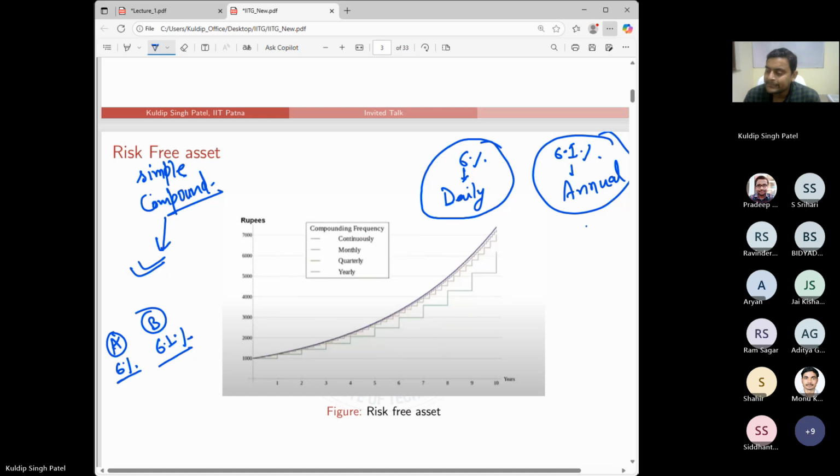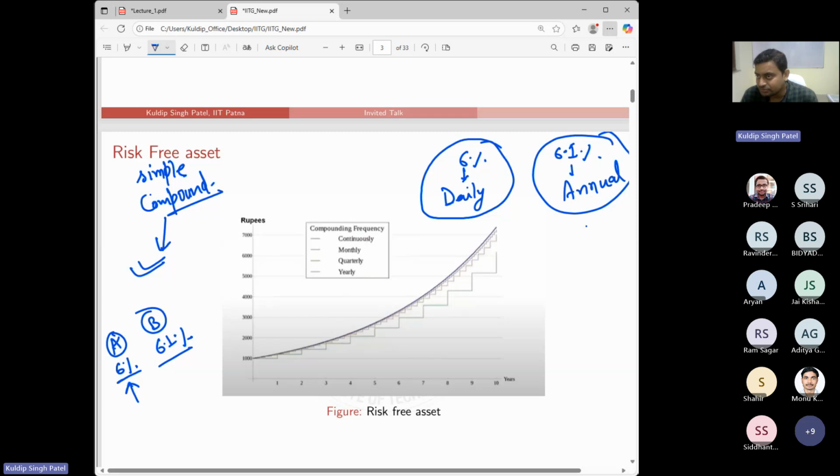Anyone? Again, compounding matters. You cannot say that I should. So usually what we will say is that we should go with this one. But no, it's not true. Suppose 6%, but he is compounding daily. That means you will be charged even more as compared to 6.1%. Yes, first we ask the compounding frequency.